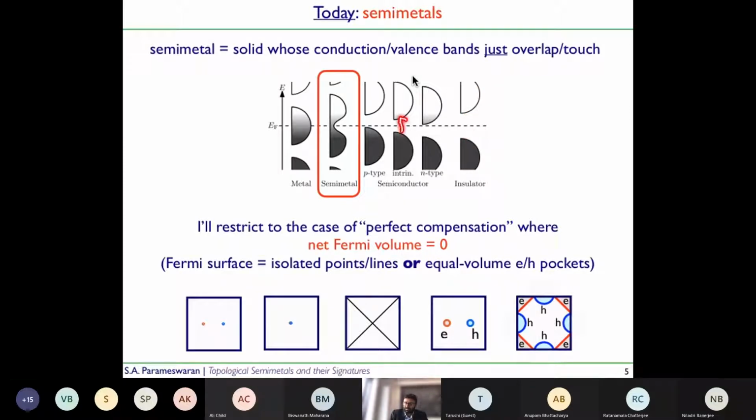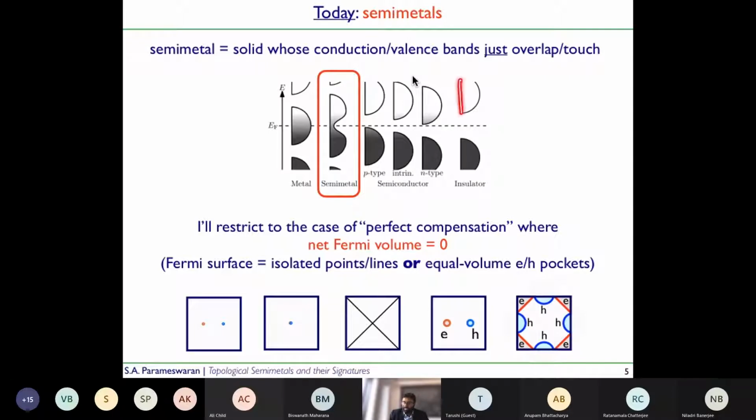Now, a semiconductor has a smaller energy gap, but from the point of view of topology, a semiconductor and an insulator are basically the same thing. When people talk about semiconductors, they start making distinctions between N-type and P-type semiconductors because there are either acceptor or donor energy levels near the band. But from the point of view of topology, all these states are effectively insulating because there's a bulk gap.